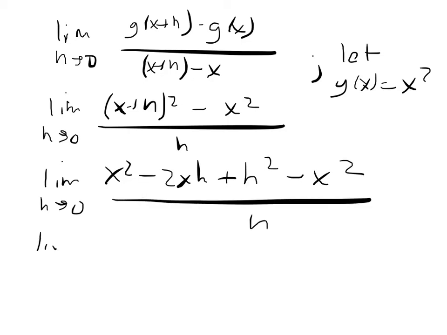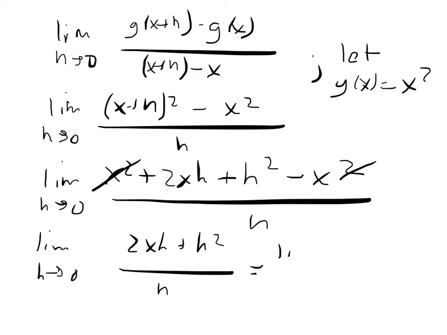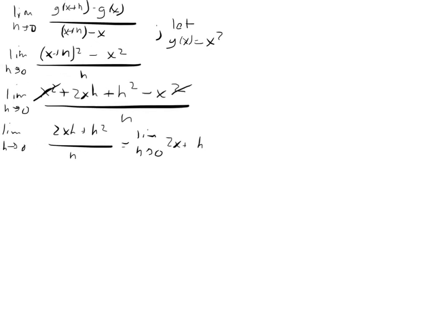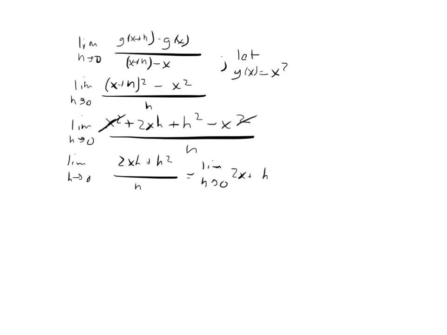Well, we then get the limit as h approaches 0 of the x squareds will cancel. That would be plus 2xh plus h squared all over h, equals the limit as h goes to 0. Well, an h will cancel out of everything, so that gives me a 2x plus h. What is my limit as h goes to 0 of 2x plus h? And that clearly, as h goes to 0, is just 2x.